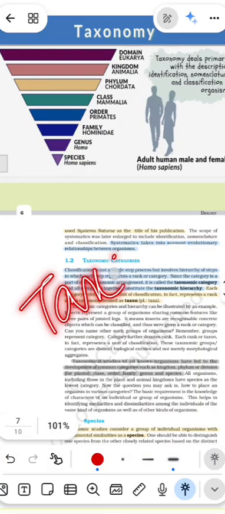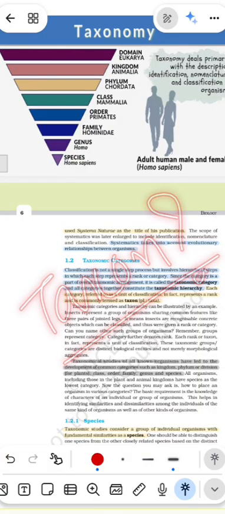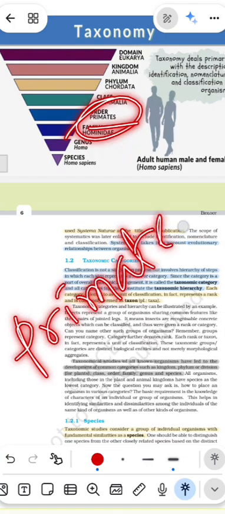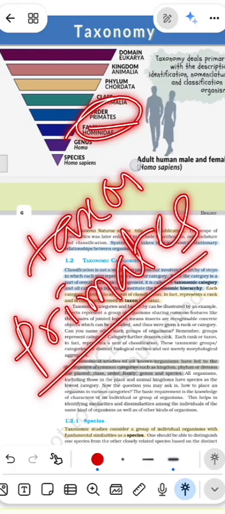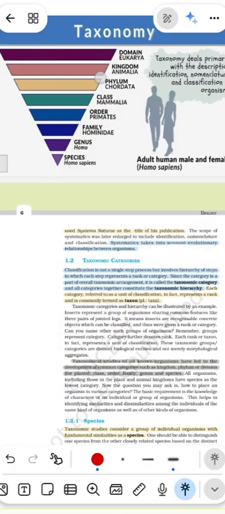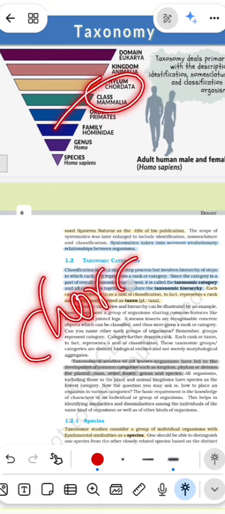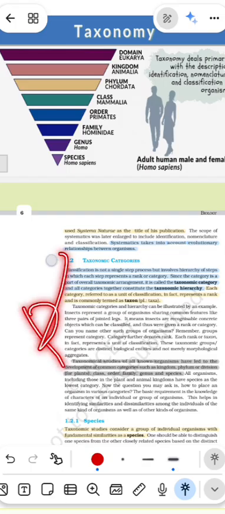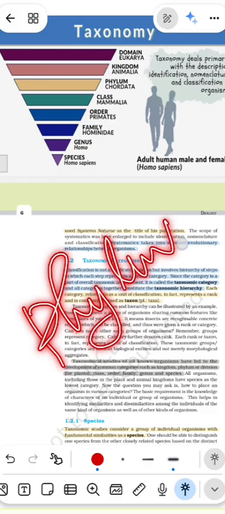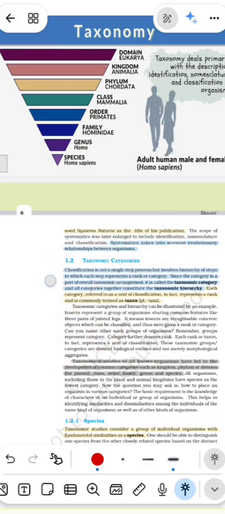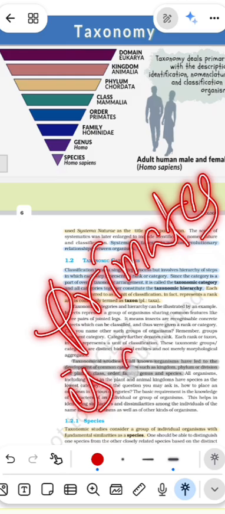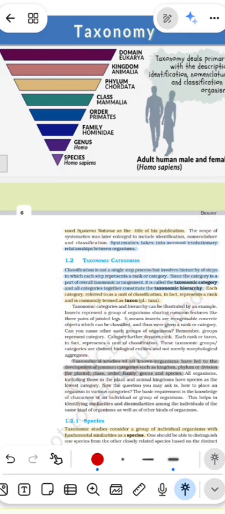So what is taxon? Each and every rank. If I see order, primates is a taxon. Primates is a taxon. If I say Chordata is a taxon, both taxon are different from each other because Chordata is a phylum. Chordata is a phylum and primates is the order. So each and every one is different from each other.